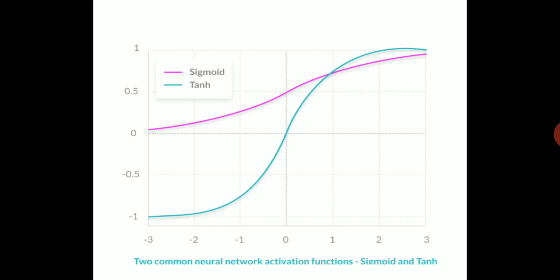So you can see the difference between the sigmoid and tanh function. The tanh function is the blue line and the sigmoid function is the purple line. Sigmoid always gives a positive value, there is no negative value in sigmoid, but in tanh function you can see that it ranges from -1 to +1.